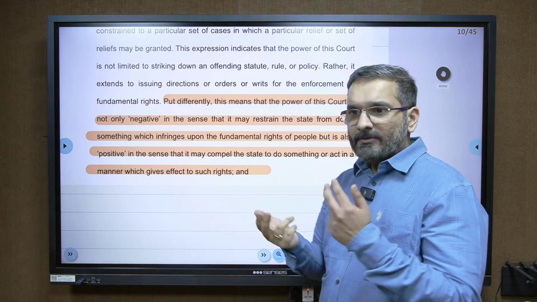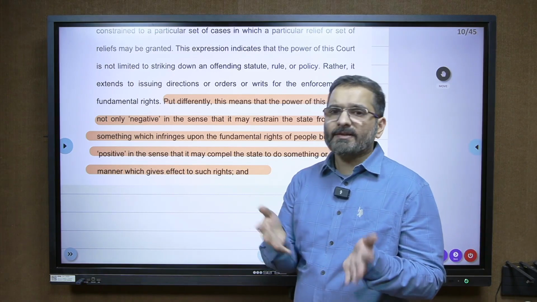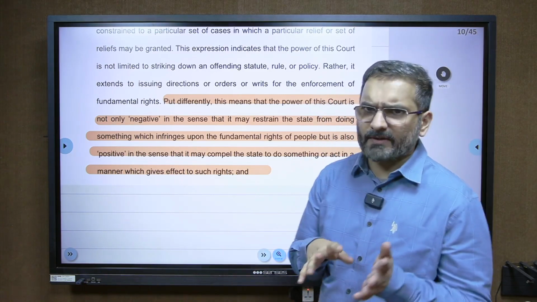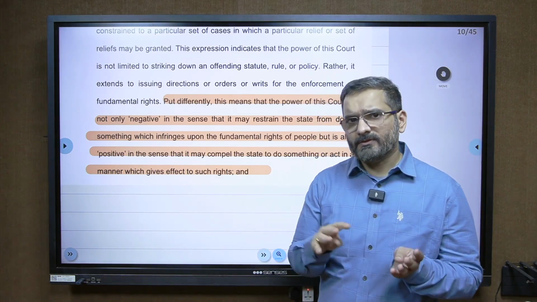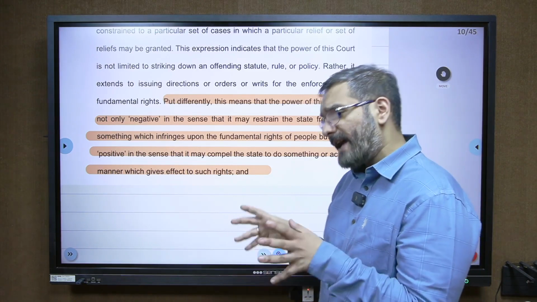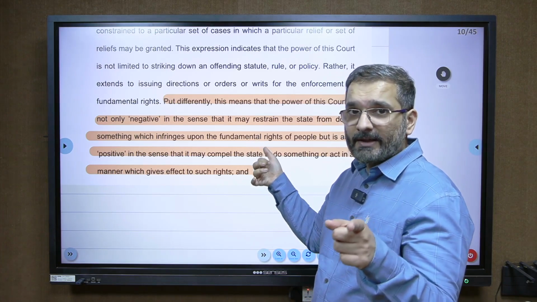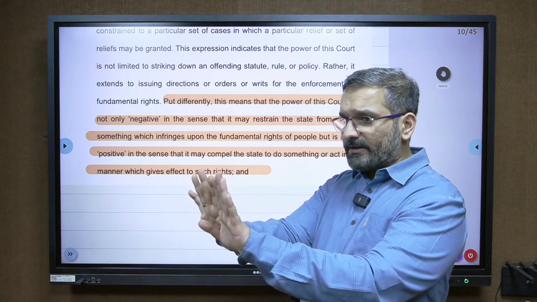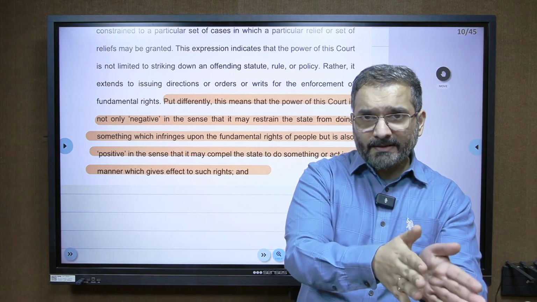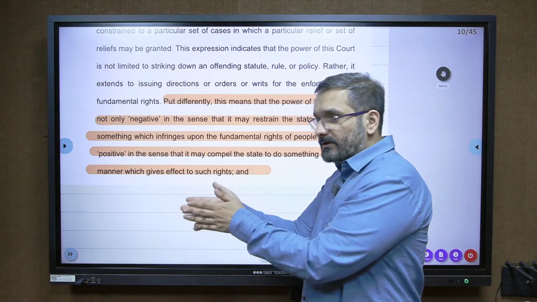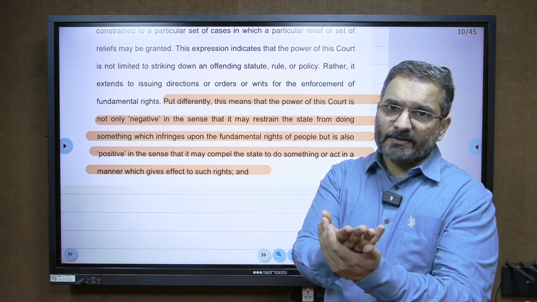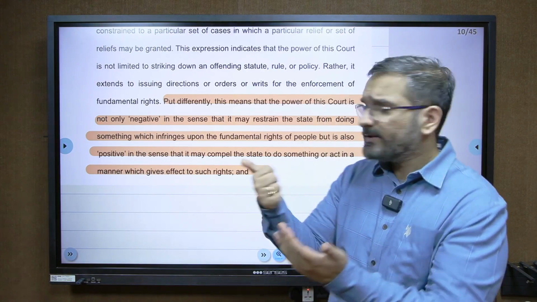So usually it is said that fundamental rights are negative rights and DPSPs are positive rights. However, under Article 32, the Supreme Court has now said that they can either negatively stop the state from doing something, or they can ask the state to do something to enforce the rights of the people as guaranteed by the Constitution in Part 3, that is fundamental rights.